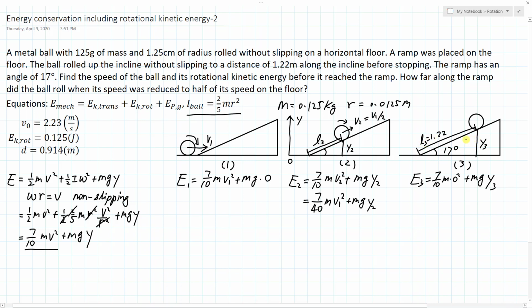So y3 over L3 equals sine 17 degrees, so you can do L3 sine 17 degrees. Now you can pause the video and just plug in the number in your calculator. And I got 0.357 meters. Okay.